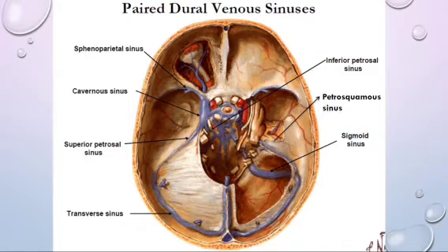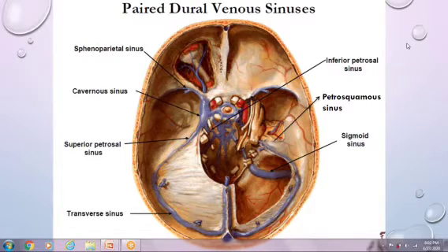Okay, now I'll go on to the paired dural venous sinuses. So far you have seen the unpaired dural venous sinuses. Will some of you name the unpaired venous sinuses? Krishna, will you name the unpaired dural venous sinuses? Superior sagittal, inferior sagittal. Very good. Superior sagittal, inferior sagittal, then straight sinus, then anterior and posterior intercavernous sinus, basilar venous plexus and occipital sinus. Okay, good. We'll continue with the paired dural venous sinuses.